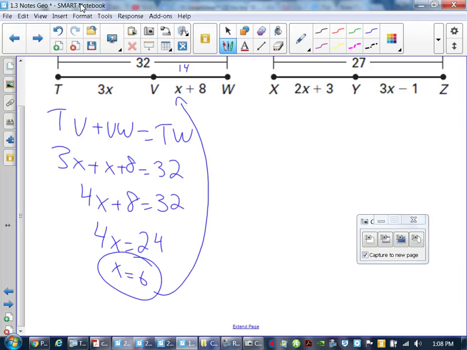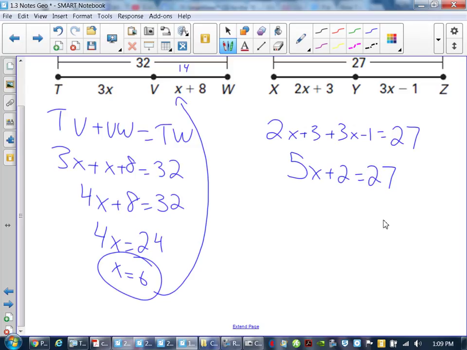Same exact deal on the other side. We set it up the same way. 2x plus 3, 3x minus 1 is 27. Combine your like terms, you get 5x plus 2, I believe. From here, you subtract the 2 on both sides. That one's real easy. I think it asked you to solve for YZ, correct? 3 times 5 is 15. 15 minus 1 is 14. Oh, that's just dumb luck. Is your answer always 14?